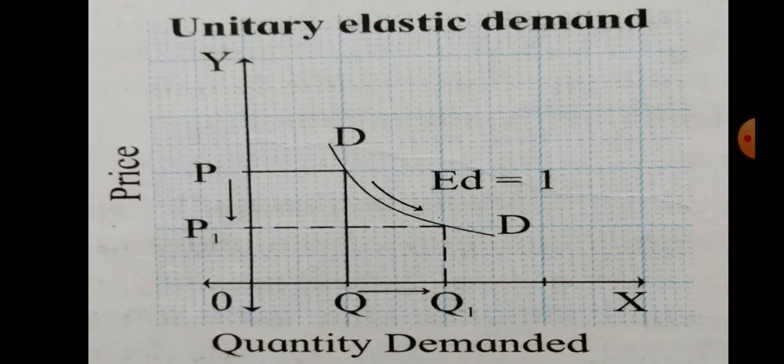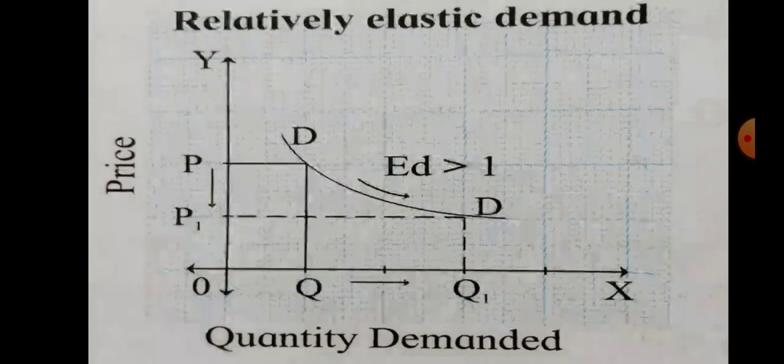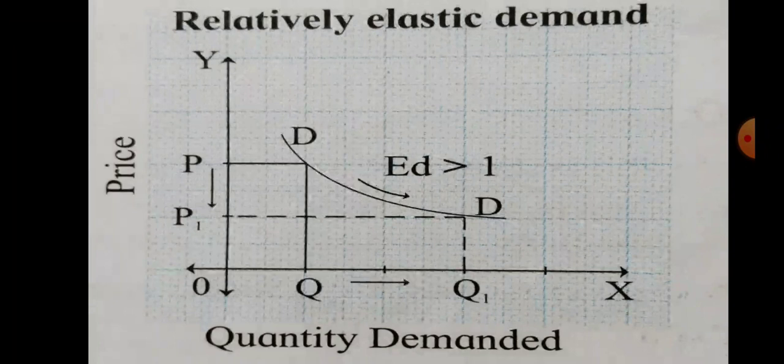So here the demand curve slopes downward from left to right. The shape of the demand curve here is a rectangular hyperbola, and the numeric coefficient in unitary elastic demand is ED equal to 1. Now let us see the next type of price elasticity of demand, that is relatively elastic demand.